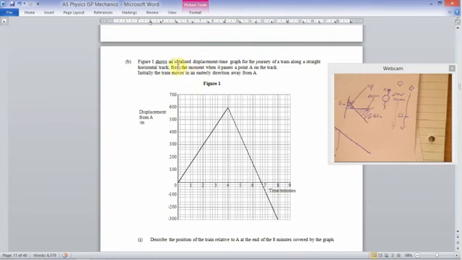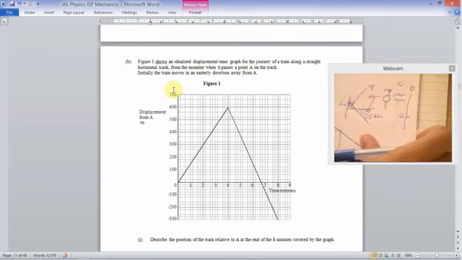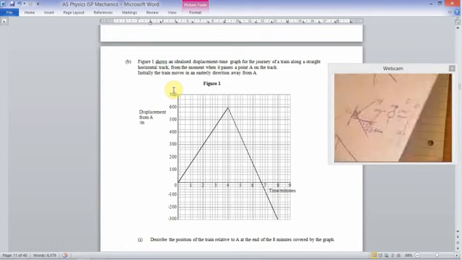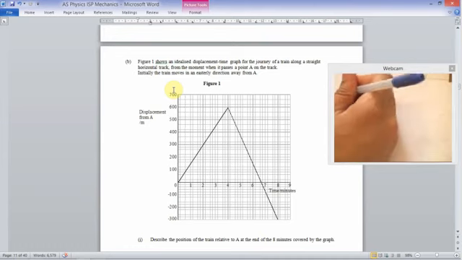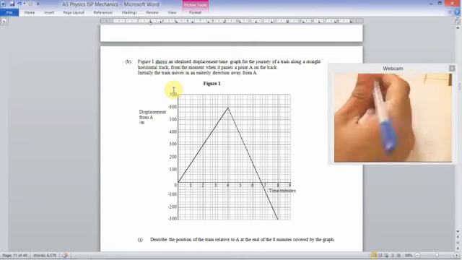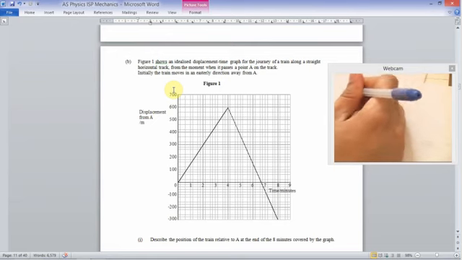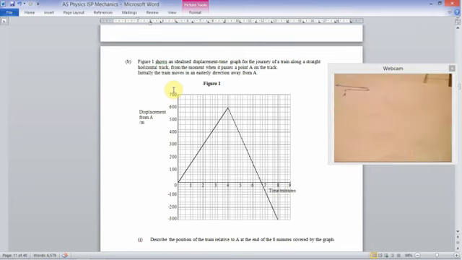So it says over here that an idealized displacement time graph for a journey of a train along a straight horizontal track from the moment it passes point A on the track. So here's point A. The train goes away from it, and then it comes back past it. Okay, because we're saying point A is 0.